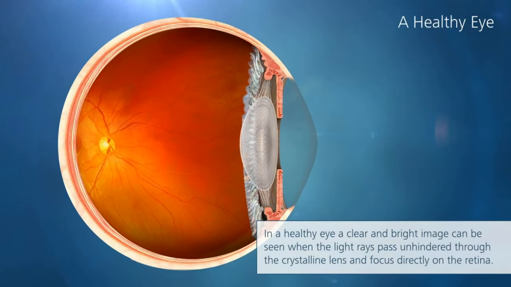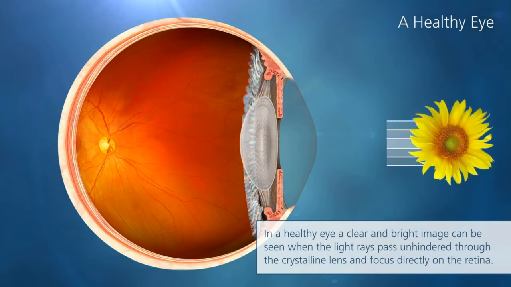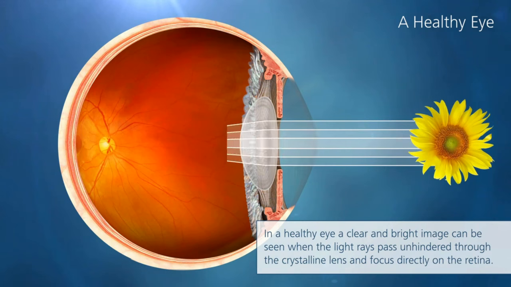In a healthy eye, a clear and bright image can be seen when the light rays pass unhindered through the crystalline lens and focus directly on the retina at the back of the eye.